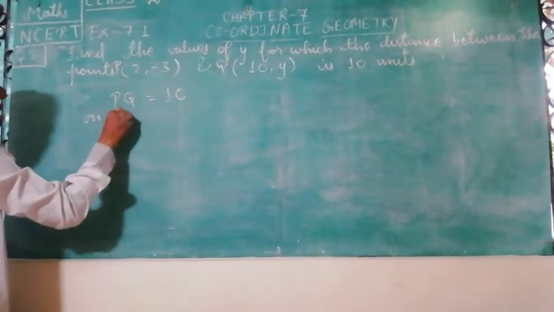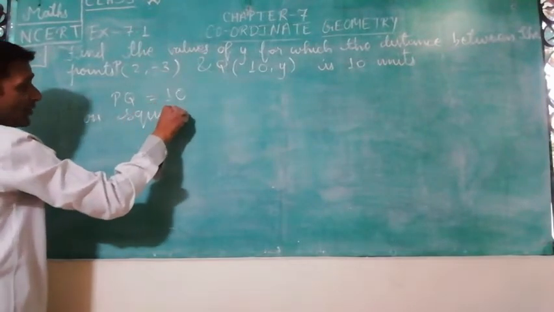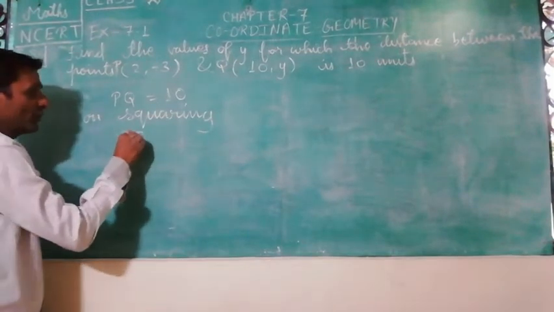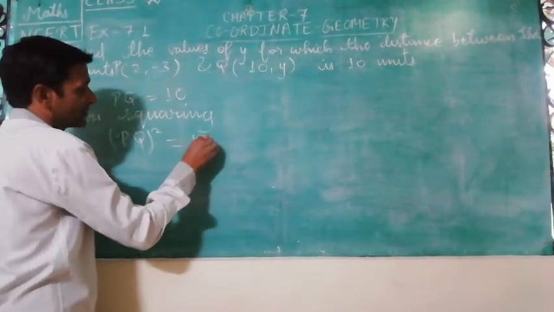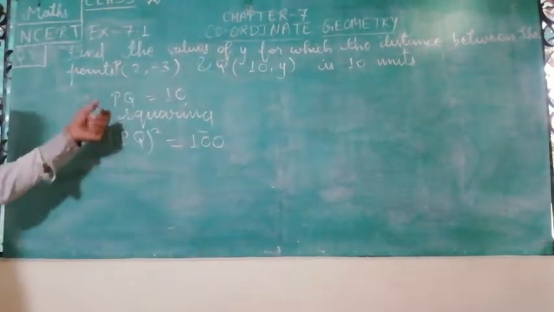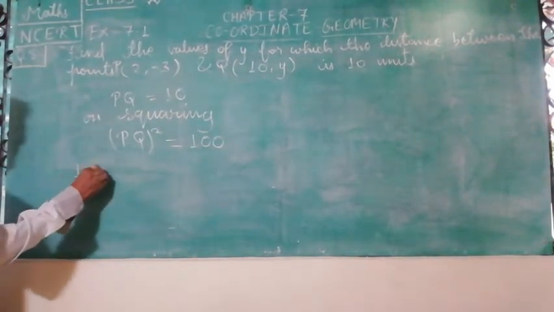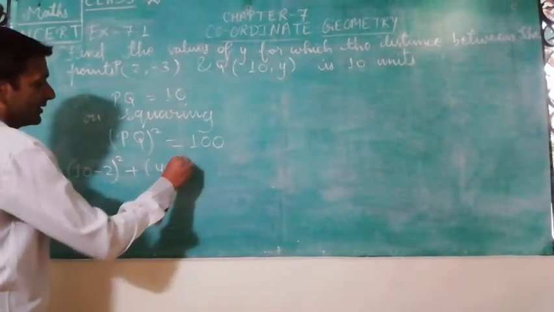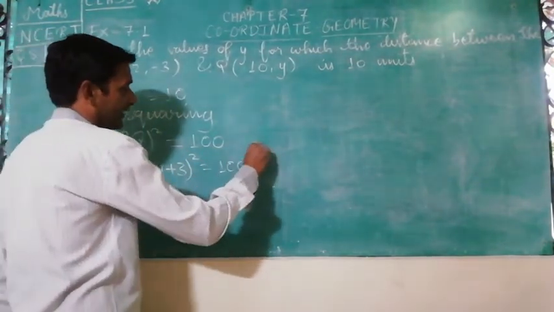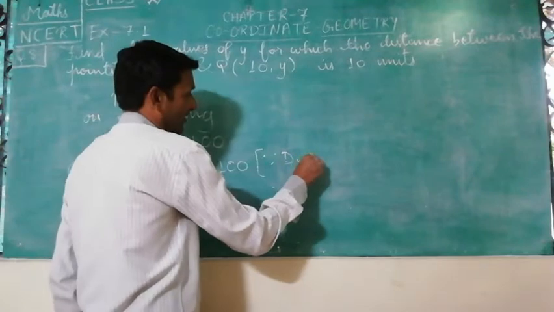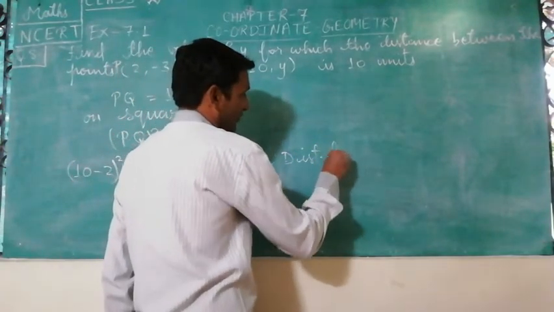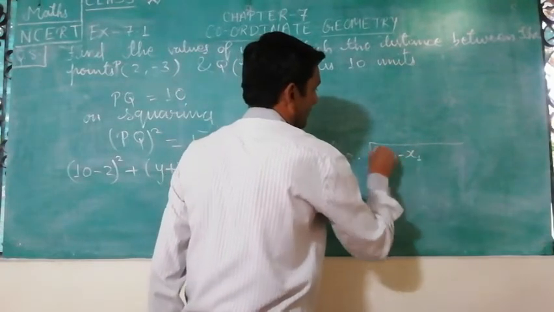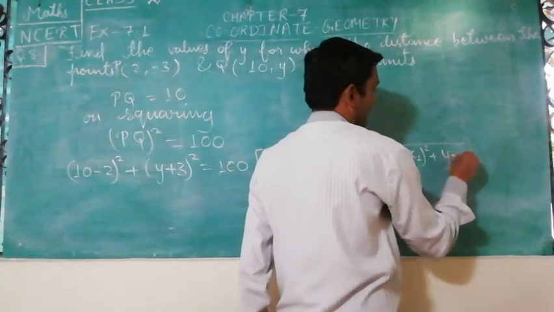On squaring. Why am I squaring it? Because in the distance formula root is there, and I want to remove that root from the distance formula. That's why I am squaring both the sides here. Now I can apply the distance formula here: (10 minus 2) whole square plus (y plus 3) whole square is equal to 100. The distance formula is root of (x2 minus x1) whole square plus (y2 minus y1) whole square.